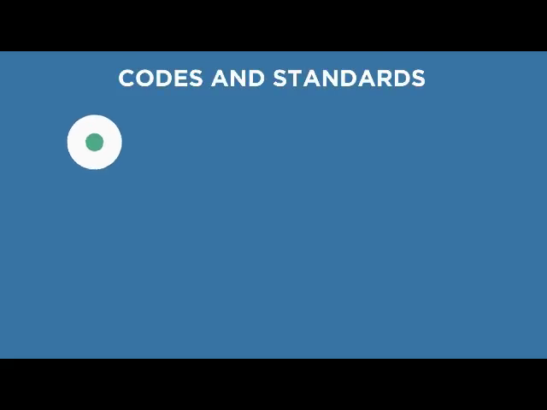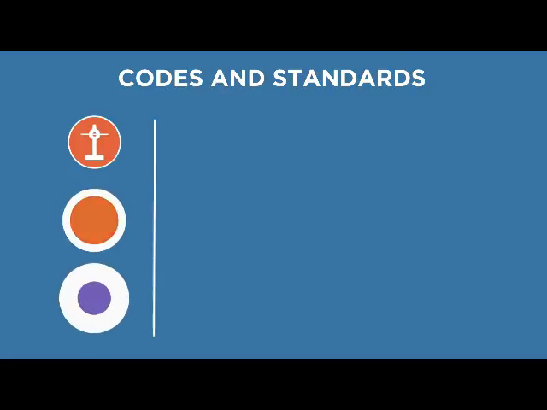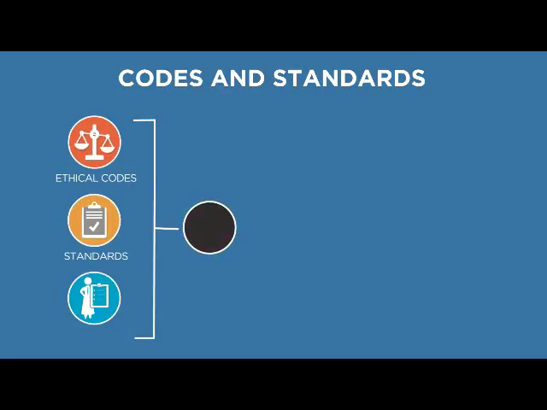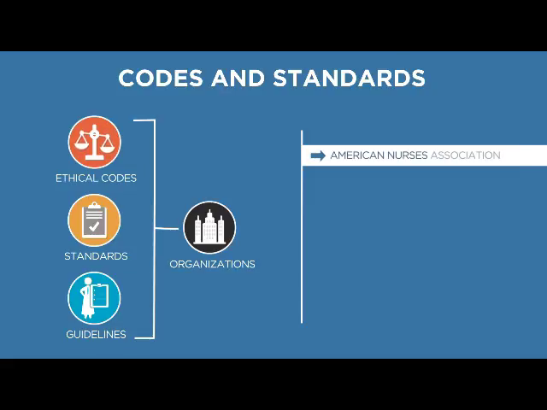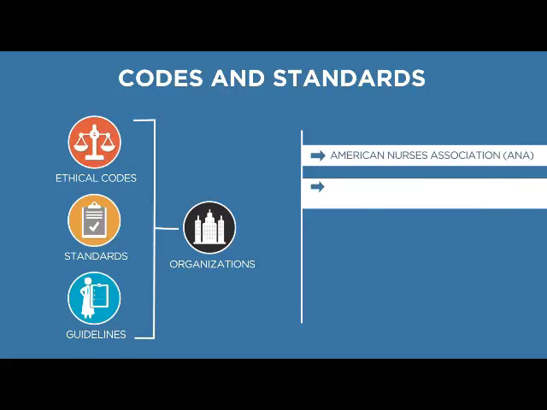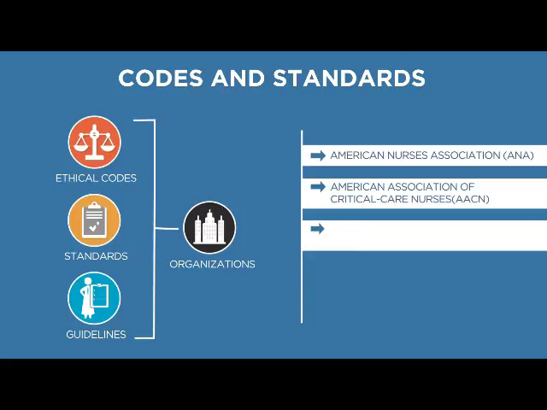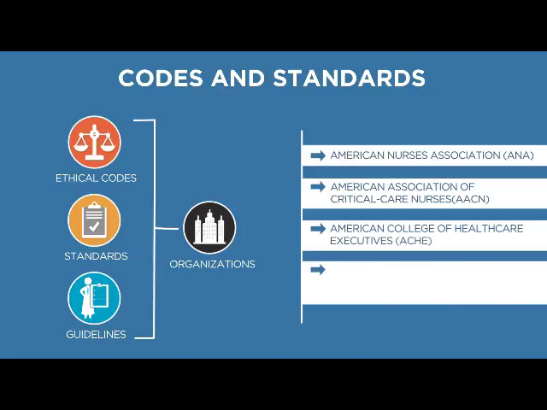Codes and standards. Also of impact are ethical codes, standards, and guidelines of various organizations such as American Nurses Association, or ANA, American Association of Critical Care Nurses, or AACN, American College of Healthcare Executives, ACHE, and the Joint Commission on the Accreditation of Healthcare Organizations, JCAHO.